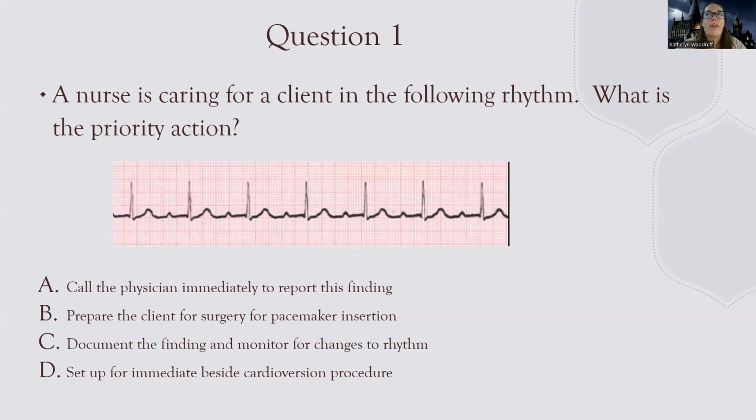So then I just have to figure out, okay, first degree block, is this something I need to call the doctor about right now? Or is this something I'm going to document and continue to monitor? In this case, the correct answer is C. I'm going to document this first degree block, and we watch it. If it progresses to second degree or third degree, we're definitely going to take some action, but first degree can be harmless and you can live your whole life with it, no problems. So it does not require an immediate call to the doctor.